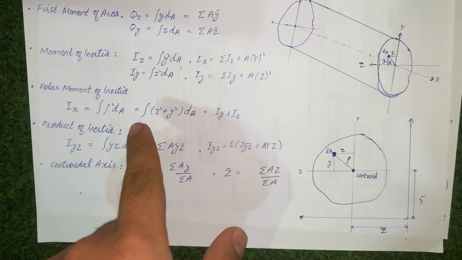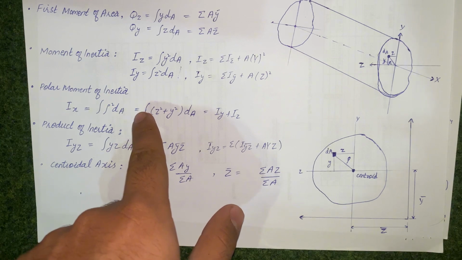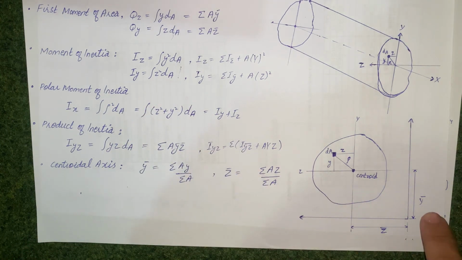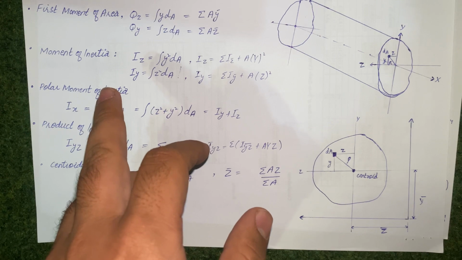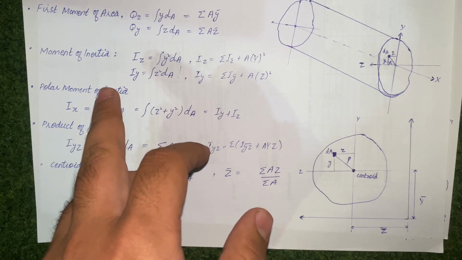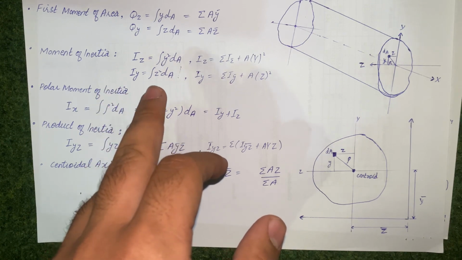And where this polar moment of inertia is used, it is used to calculate the torsional stresses in a circular shaft or a beam. Where this moment of inertia is used, it is used to calculate the bending stresses, flexural stresses, which is equal to My/I.